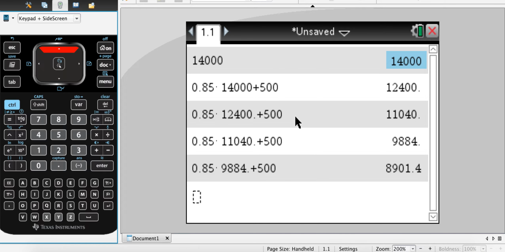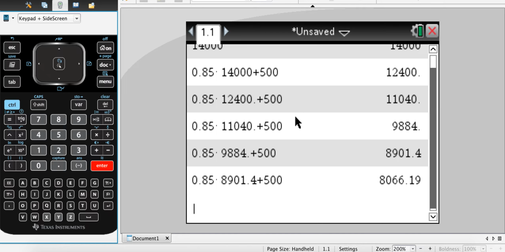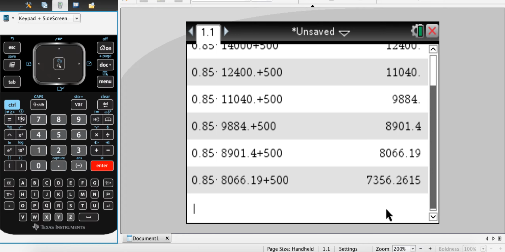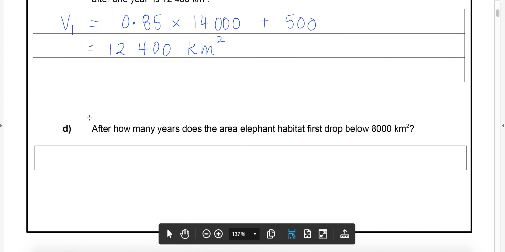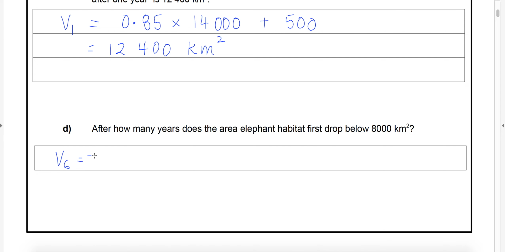So if we have a look here, 12,400, that was after 1 year, after 2, after 3, after 4, and I'll just press enter again. That's after 5 years. And so if we go for the 6th year, we can see it drops down to 7,356. So after 6 years, that's the first time it drops below the 8,000 square kilometres. Might just make a note, V6 was 7,356. So therefore, it's after 6 years.